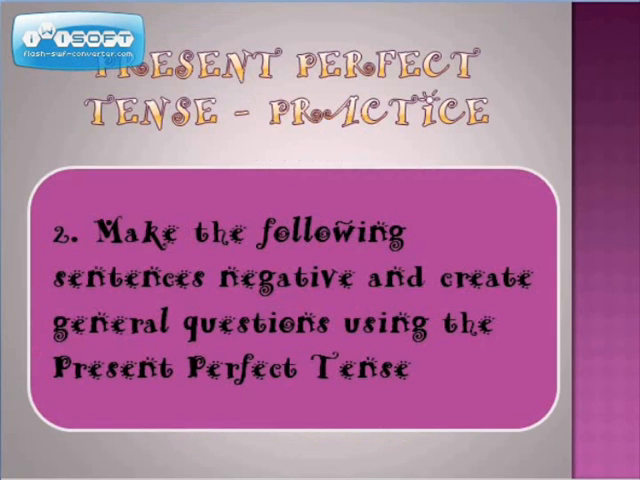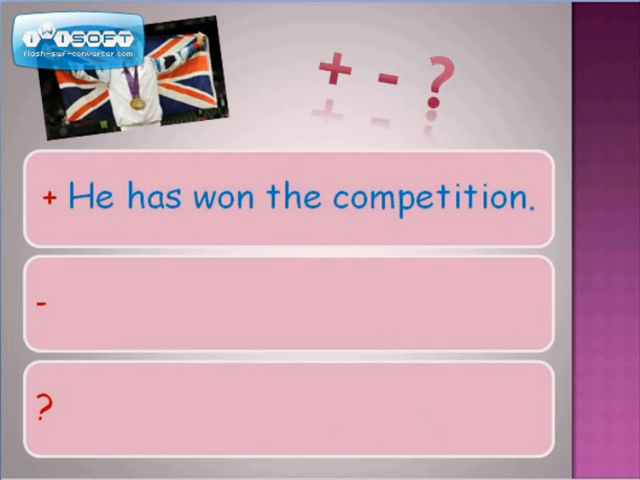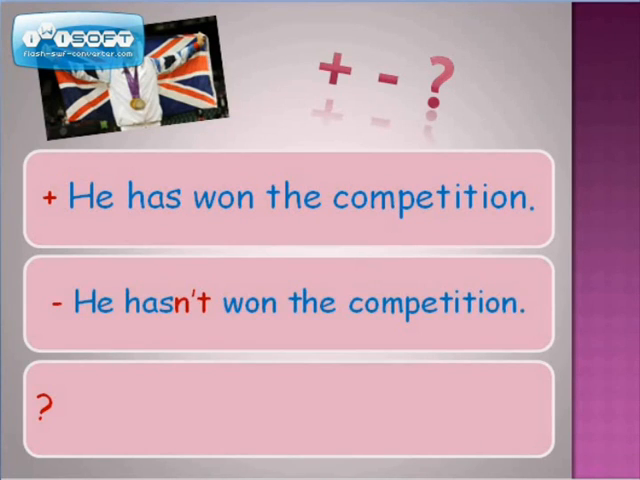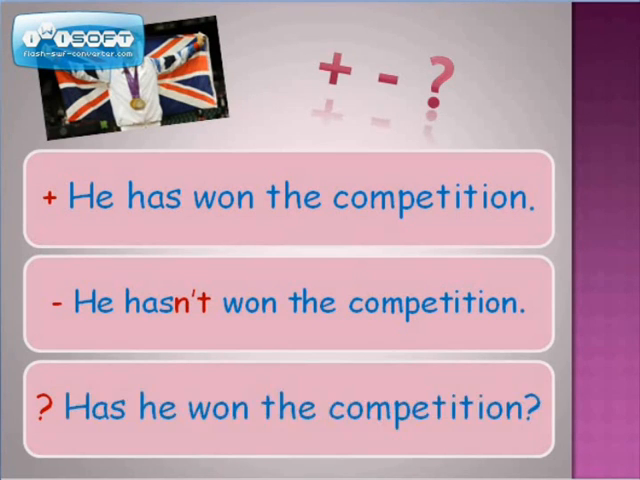Very good. Now, exercise number 2. Make the following sentences negative and create general questions using the present perfect tense. You will be also given some time to think before you see and hear the correct answer. He has won the competition. The negative sentence. He hasn't won the competition. The question. Has he won the competition?